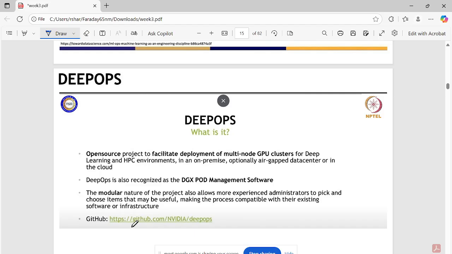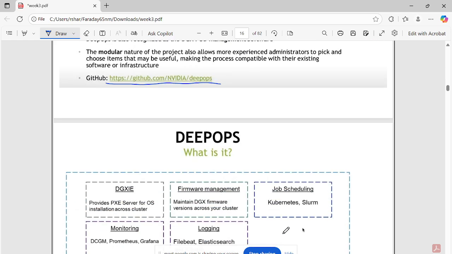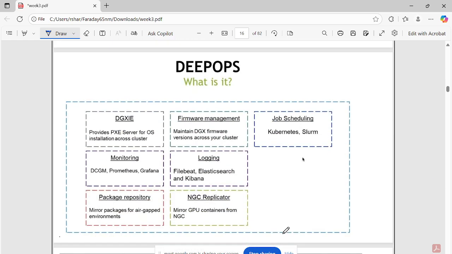This is the GitHub link for DeepOps. So what is it? There are so many things which DeepOps can do. It can do job scheduling using Kubernetes and Slurm. You can maintain the firmware of the DGX, and do monitoring using DCGM.